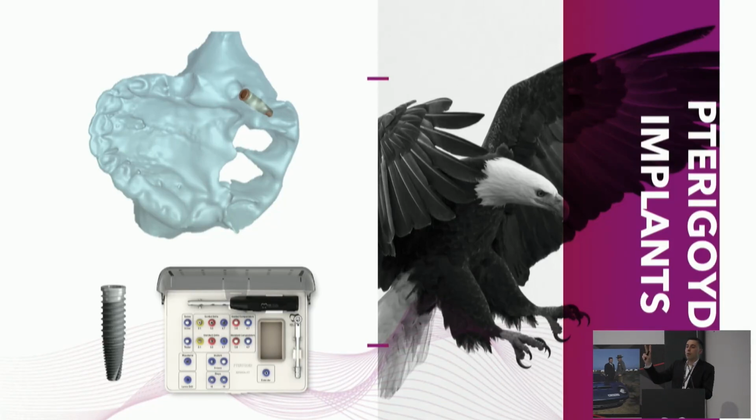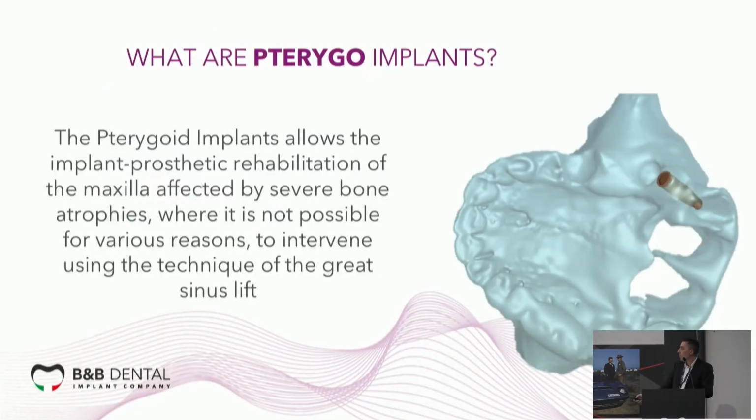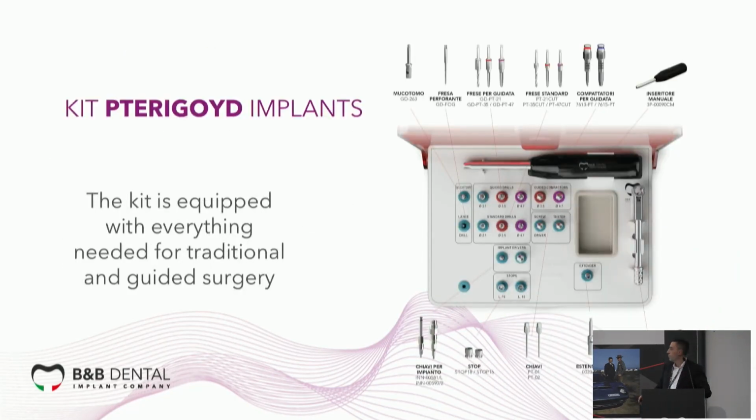Just two words about the pterygo implants. I can't show you the surgery. I'm not a doctor. But I can show you the pterygo implants, the abutments, or the kit. The pterygo implants allow the implant prosthetic rehabilitation of the maxilla affected by severe bone atrophies, where it is not possible, for various reasons, to intervene using the technique of the great sinus lift.